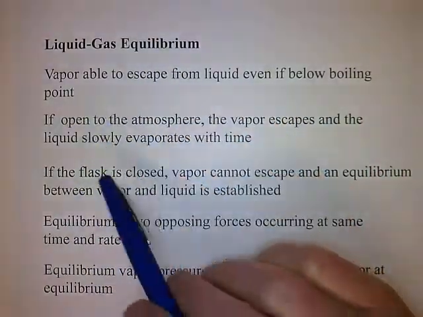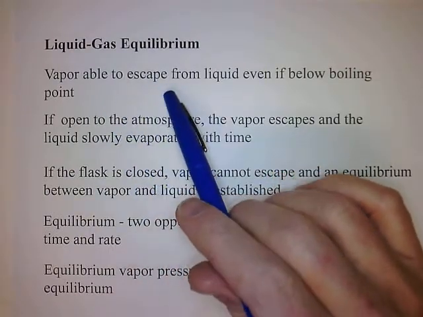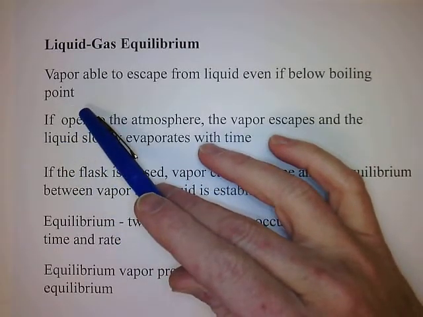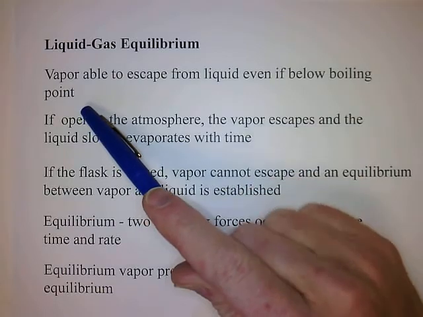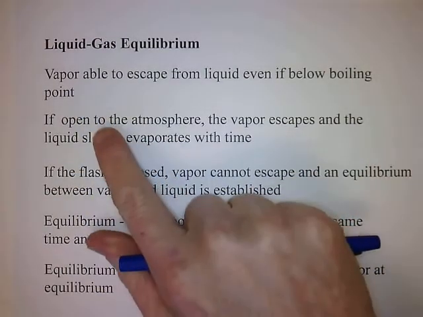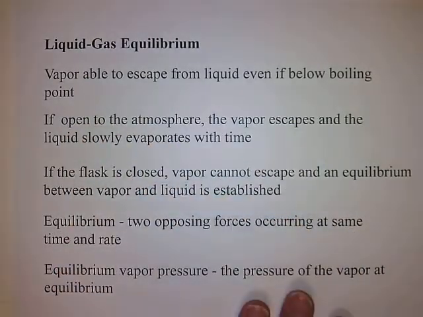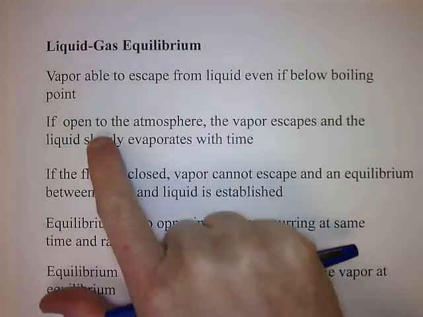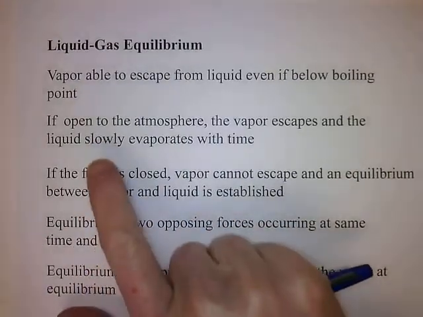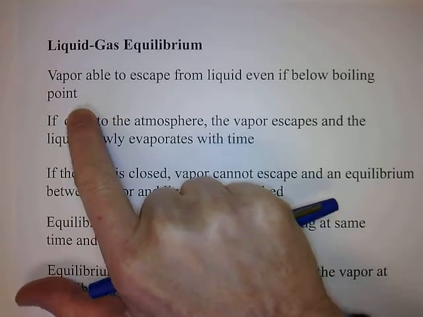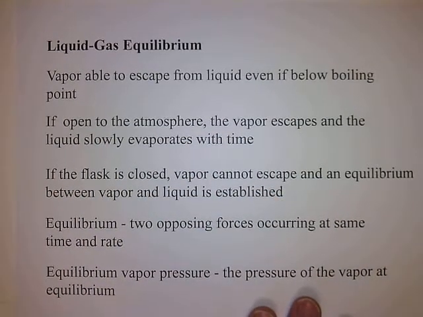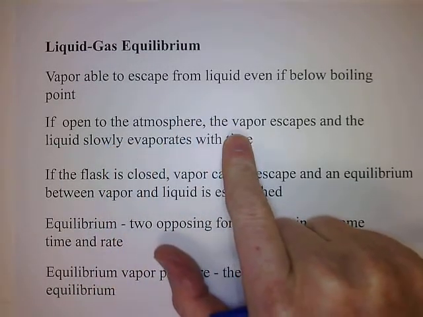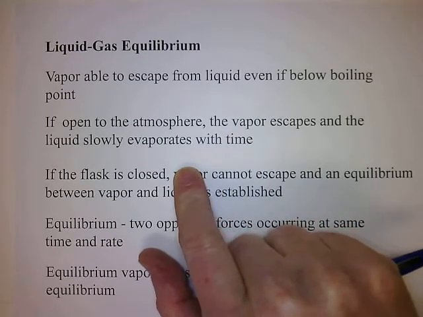Vapor is able to escape from a liquid even if you're below the boiling point. You know this from practical experience. For example, if you have just water and you leave it sitting outside on a hot day, it will slowly evaporate to dryness, even though even on the hottest July day, the temperature never gets anywhere near the boiling point of water. So if open to the atmosphere, the vapor escapes, and the liquid slowly evaporates with time.